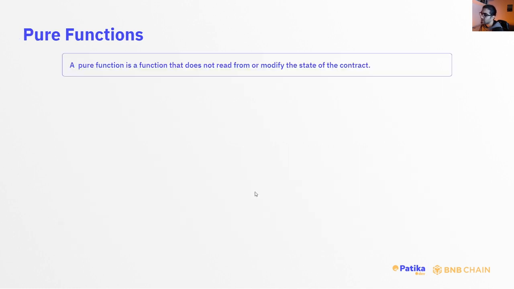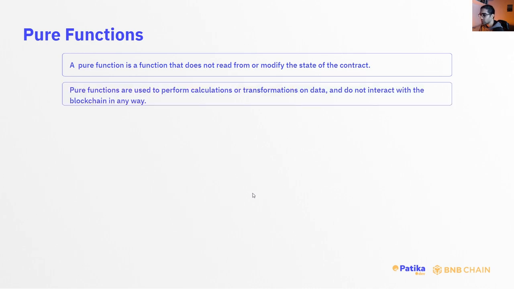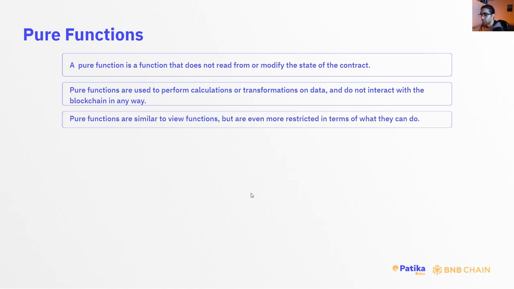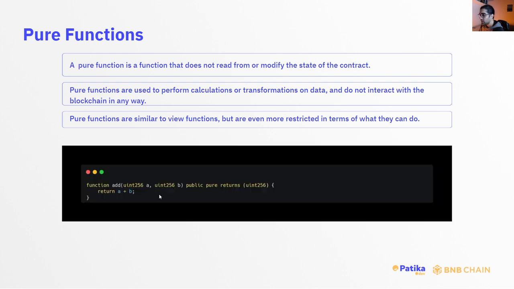A pure function is a function that does not read from or modify the state of the contract. Pure functions are used to perform calculations or transformations on data and do not interact with the blockchain in any way. That's important. Here you are not reading the value as well. If you have just some basic calculations, you can do that with pure functions. Pure functions are similar to view functions but are even more restricted in terms of what they can do. For example, if you want to do a calculation on adding, and you are not reading any state variables, then you can make it a pure function just to have a basic calculation here.